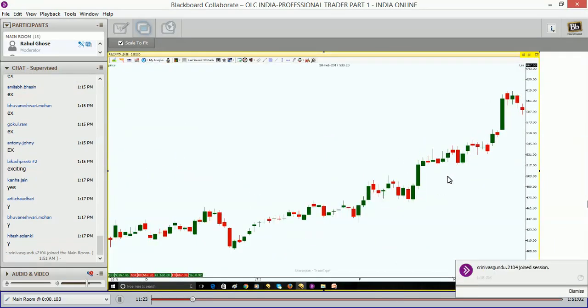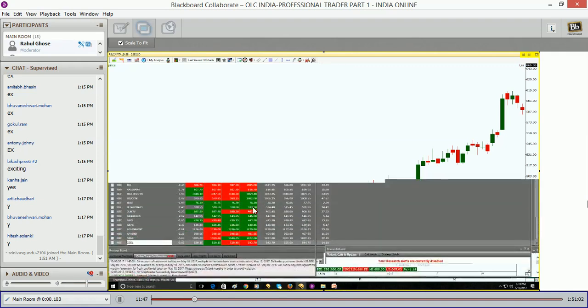I am looking to mark a demand zone in Reliance Capital. Step number one, I start with my current market price. Step number two is I look left and down. So let me write it down so that everybody is clear.